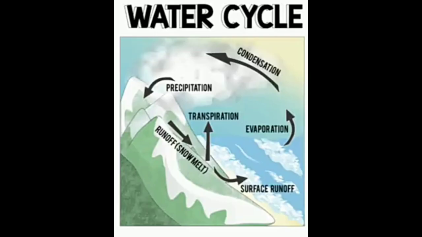Groundwater and surface water are connected by the water cycle, also known as the hydrologic cycle. It describes the continuous movement of water above, on, and below the surface of the earth.